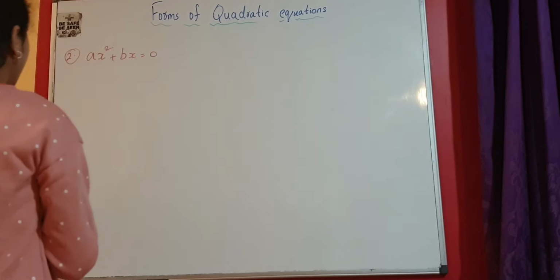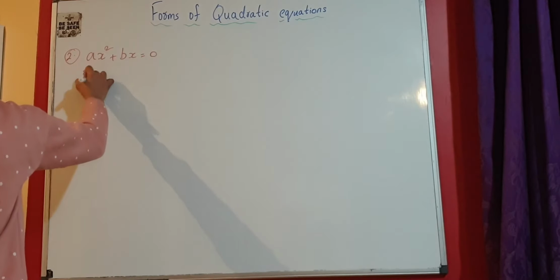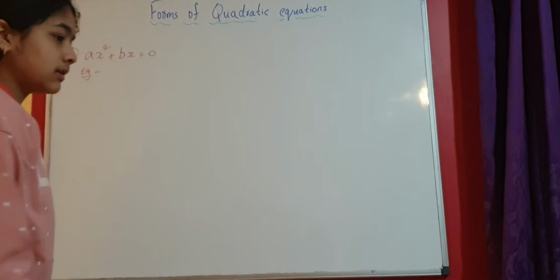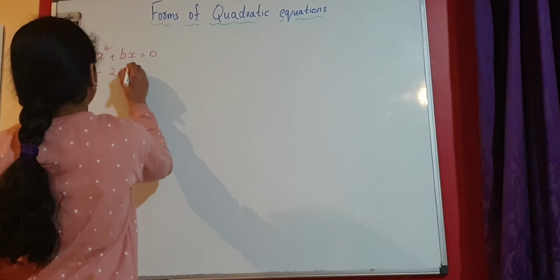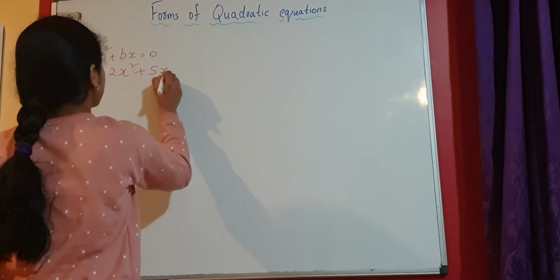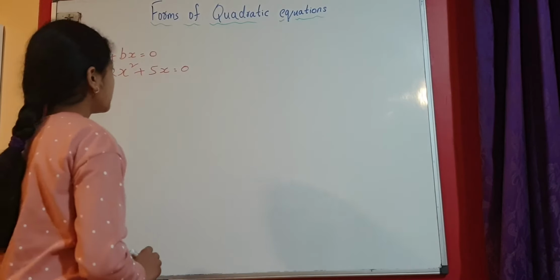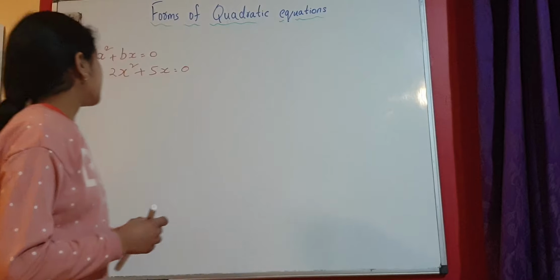Now let's take an example and let's see how we can solve it. So the example is 2x square plus 5x is equal to 0. Let's solve this equation first.